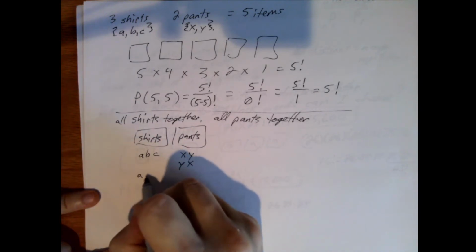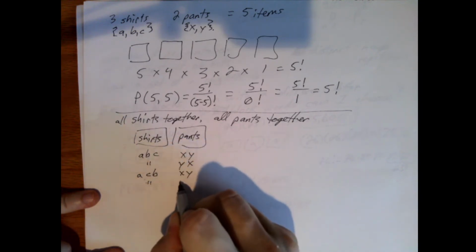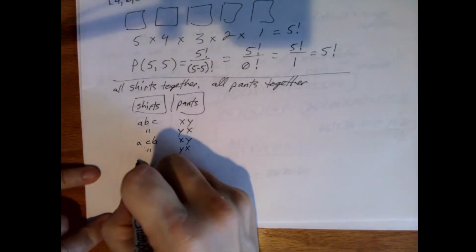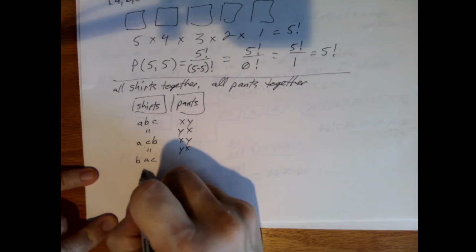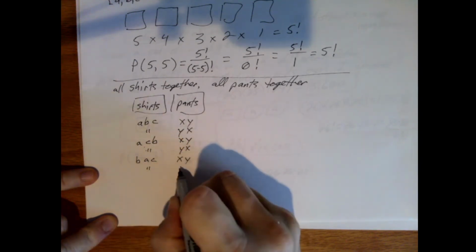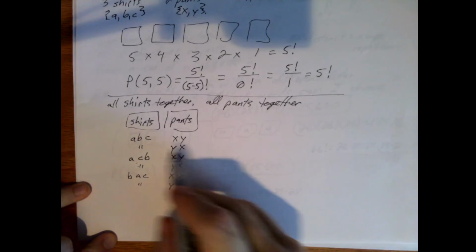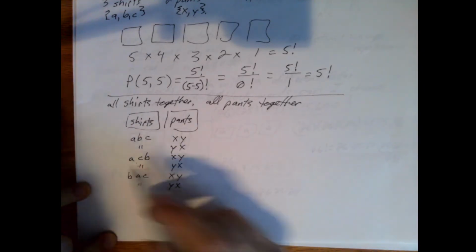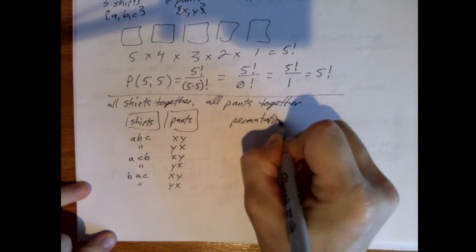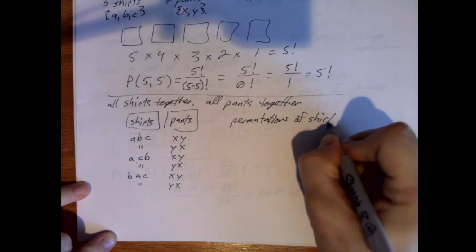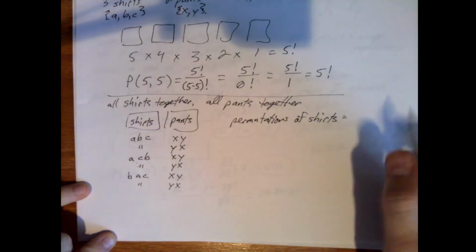But I could have A, C, B and X, Y, and A, C, B and Y, X, right? And I could have B, A, C, and with X, Y, and B, A, C, Y, X, and so forth. So what do we have here? Well, for each of the 6 permutations of shirts, is equal to what? Well, I'm choosing all of those, so it's really 3 factorial.